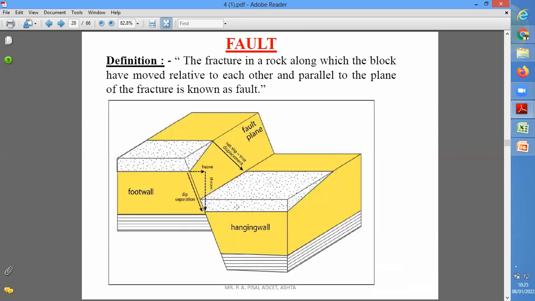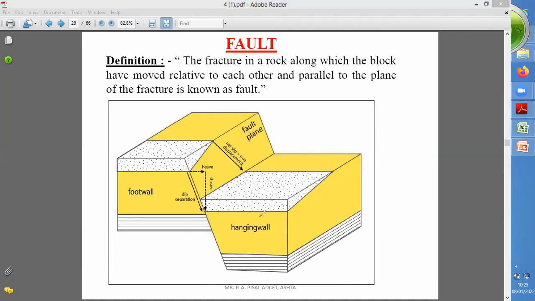The angle formed with this fault plane, that angle is considered as a head angle. Now here, just a minute, I will show you where is the head angle. So here this angle is considered as a head angle.